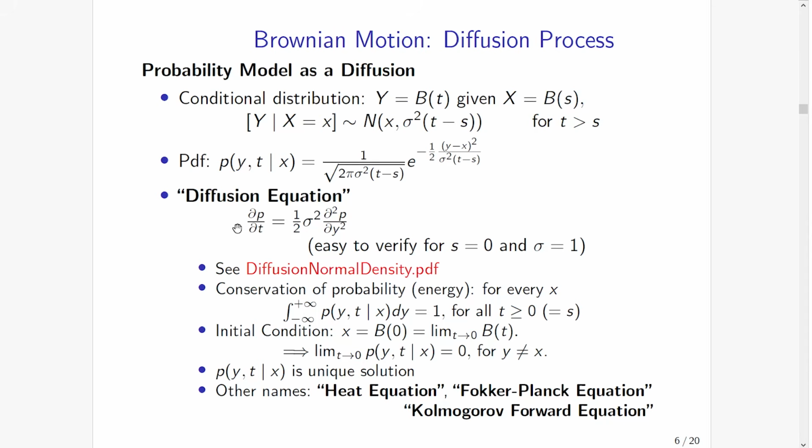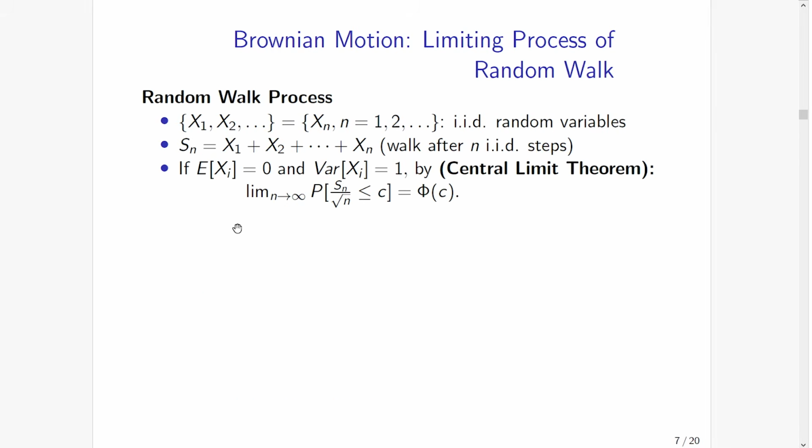Okay, in other disciplines, in physics, there's a heat equation. In the dynamics of populations, there's the Fokker-Planck equation and the Kolmogorov-Forward equation. These arise outside of mathematical Brownian motion as well.